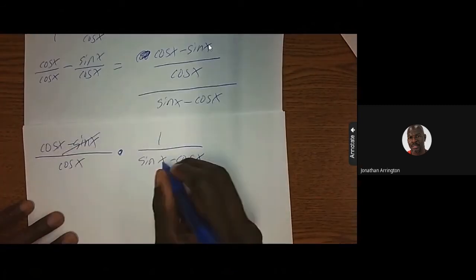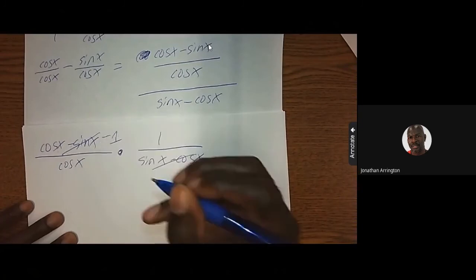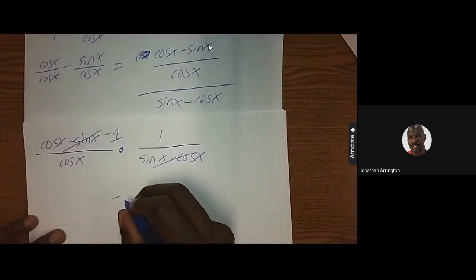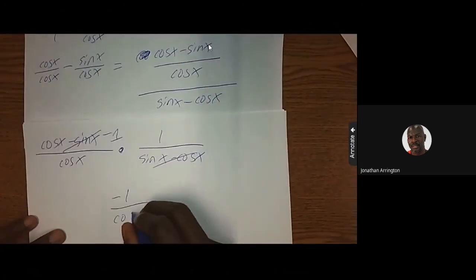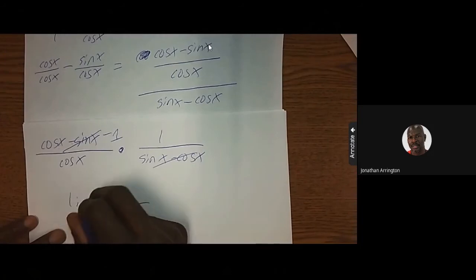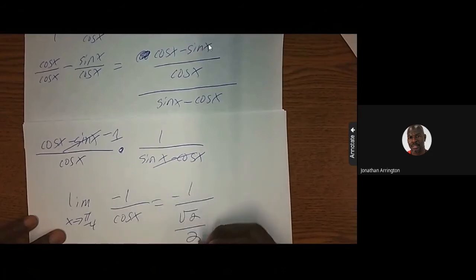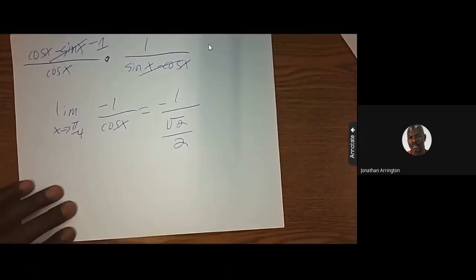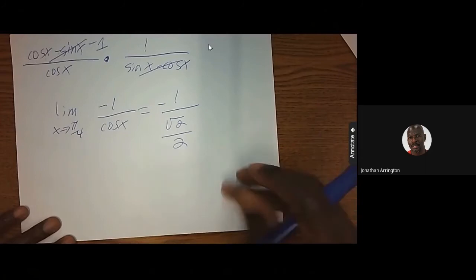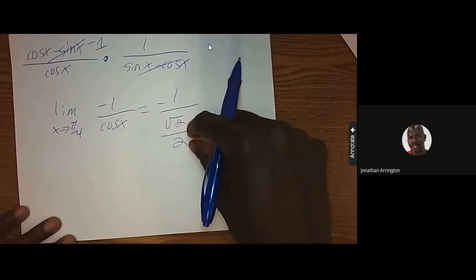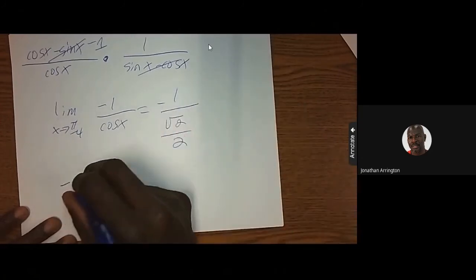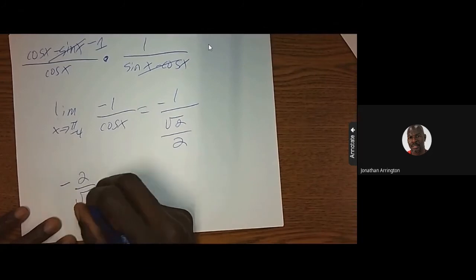So they simplify and give you -1. So this becomes -1 over cosine. And I'm trying to take the limit as x goes to pi over 4. Cosine of pi over 4 is the square root of 2 over 2. So that's -1 over the square root of 2 over 2, which again, when you divide, you multiply by the reciprocal. So that's -2 over the square root of 2.